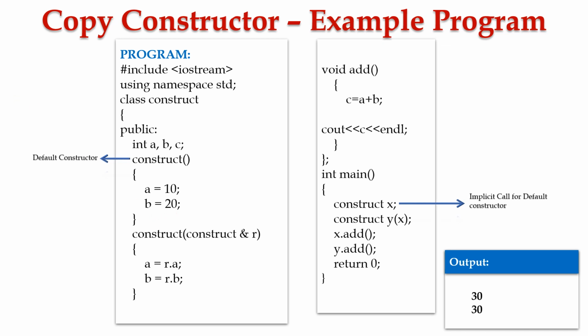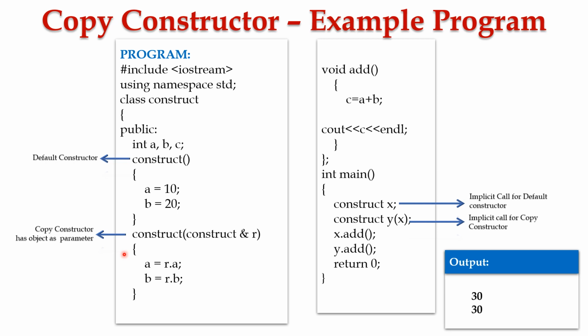Next, we have created the object Y for the class construct. Here we have passed the object X as a parameter. It is called the copy constructor since we have passed object as a parameter. Copy constructor defined in class construct is called implicitly.